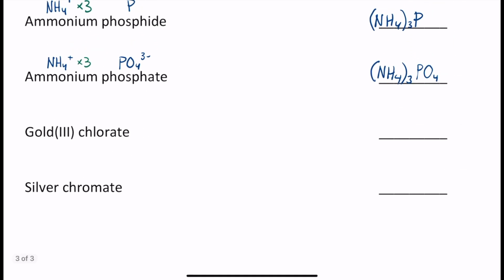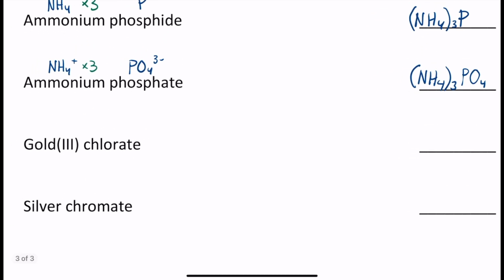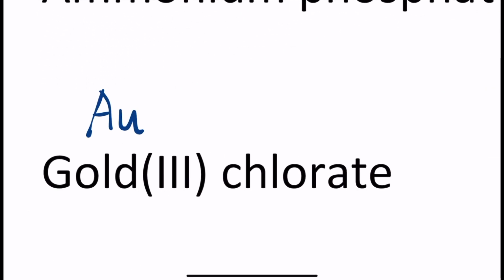Looks like we have 2 more examples here, so let's finish up these notes. Gold 3 chlorate. Okay, so we know the symbol for gold is Au. How many golds do we have?